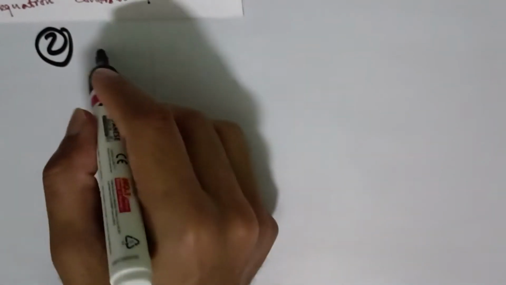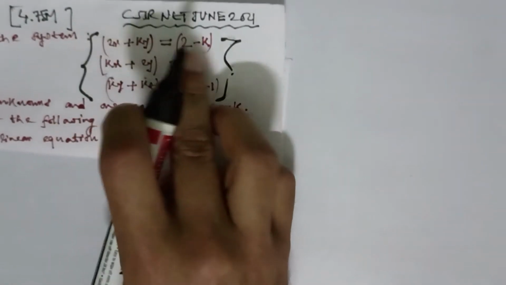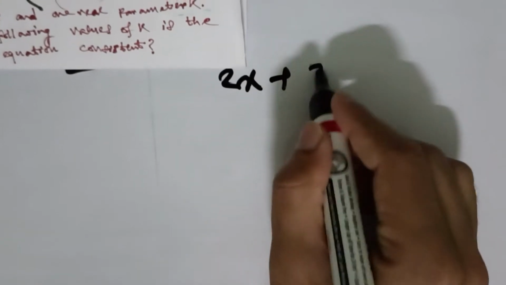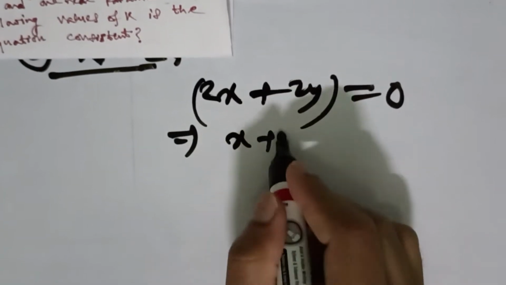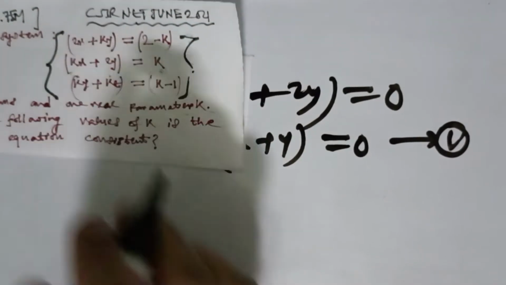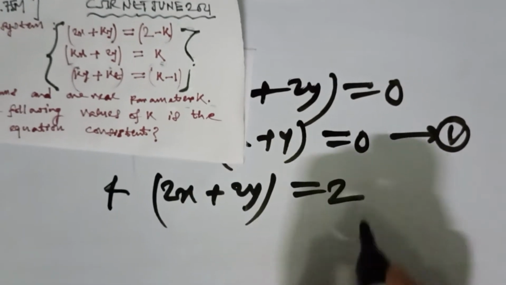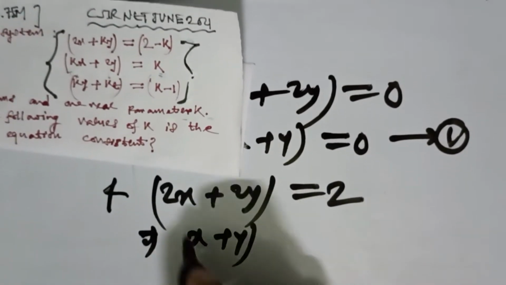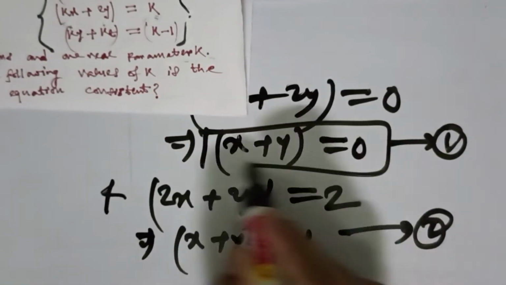For k equal to 2, put k equal to 2 into the given system. If you put k equal to 2, the first equation gives 2x plus 2y equal to 0, so this gives x plus y equal to 0. Name it 1. If you put k equal to 2 in the second equation, you get 2x plus 2y equal to 2, so it gives x plus y equal to 1.